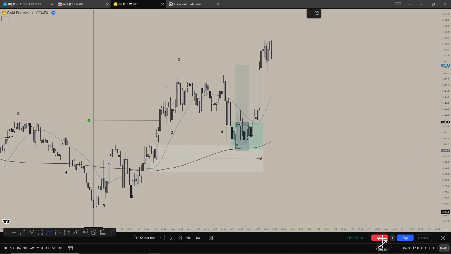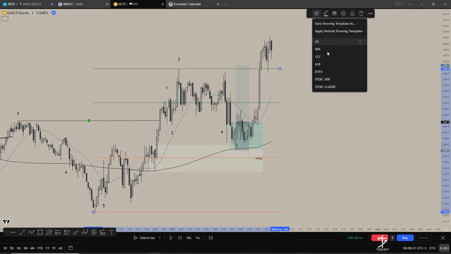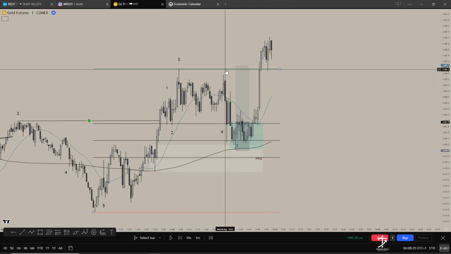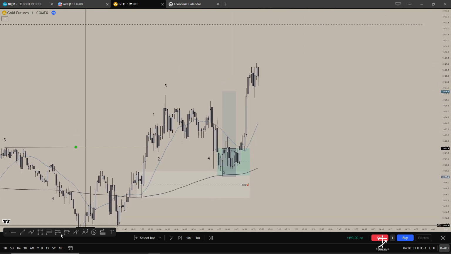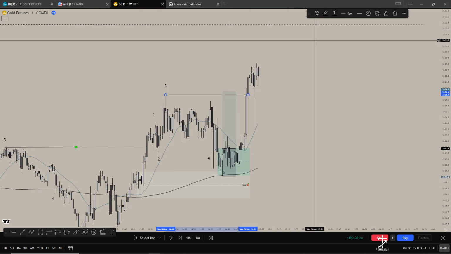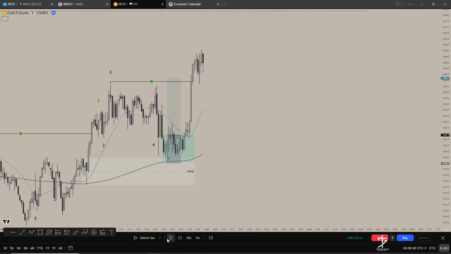If I take out my fib from this low to this high, we don't quite tap the 618, but we do at least tap the 50%. So price is cheap enough for us to look for potential longs. And let's see, you did miss this. Price ended up doing what? Taking out these highs.